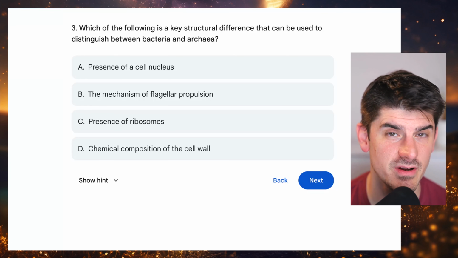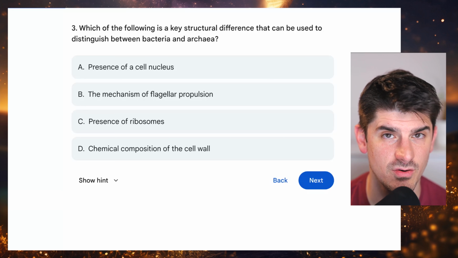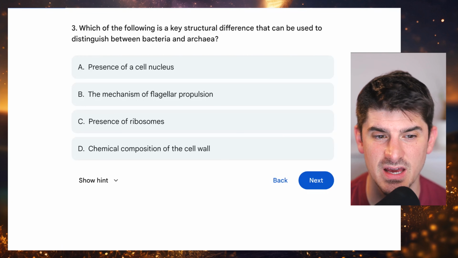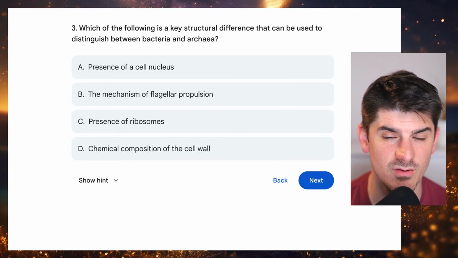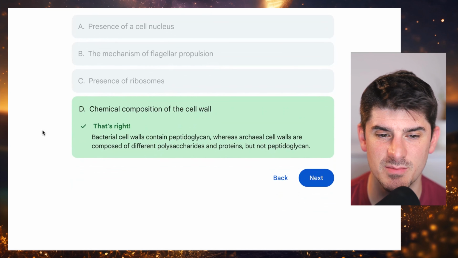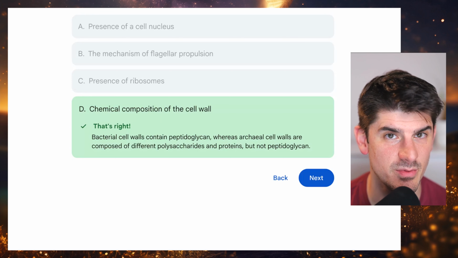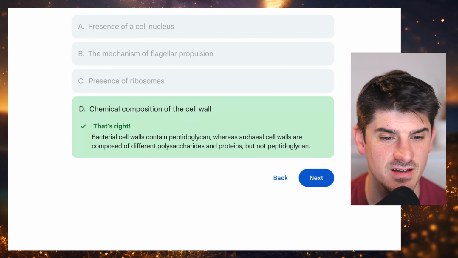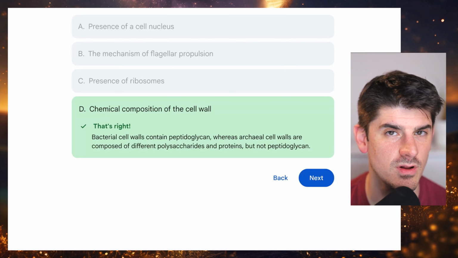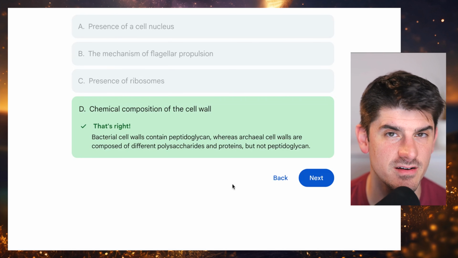Now, you may recall that neither bacteria nor archaea have a cell nucleus, and they don't differ in B or C either. This leaves us with D, the chemical composition of the cell wall. Now, the classic thing to remember here is that bacteria are formed with walls that contain peptidoglycan. This is unique to bacteria and not found in archaea.